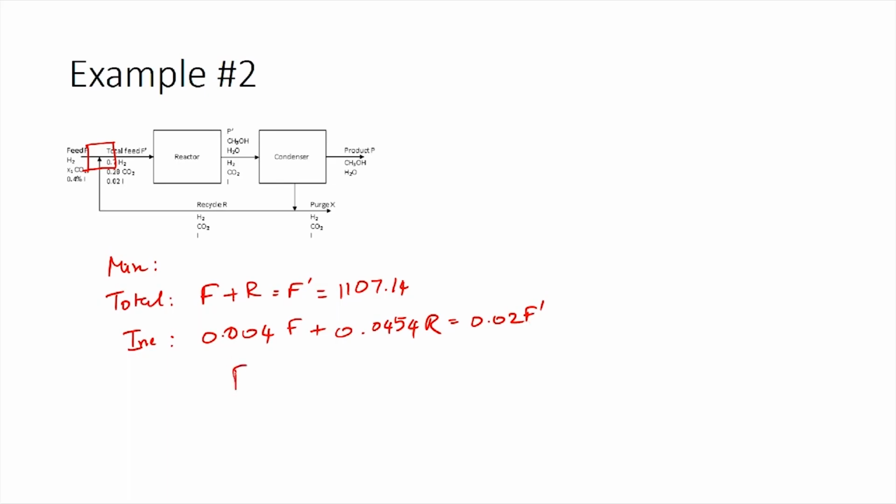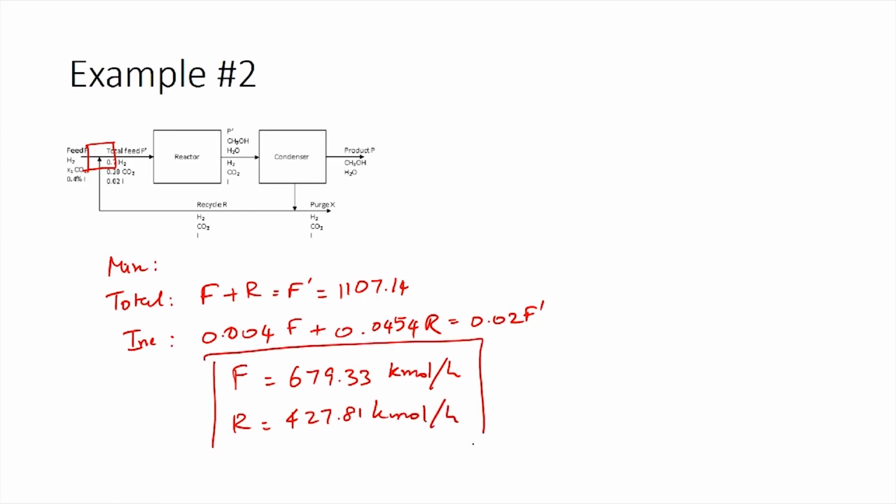So, substituting the value for F prime here, we now have two equations with two unknowns, and we can solve for F and R, giving us a value of F as 679.33 kilomoles per hour, and R as 427.81 kilomoles per hour. So, the fresh feed which is being supplied to the system and the recycle stream which is being sent to the system have both been calculated. We now have the information about the recycle stream and the fresh feed stream.